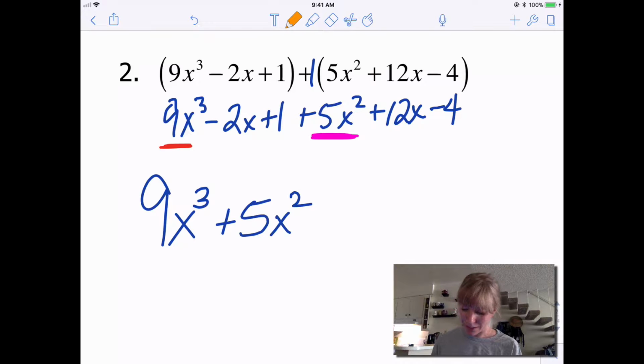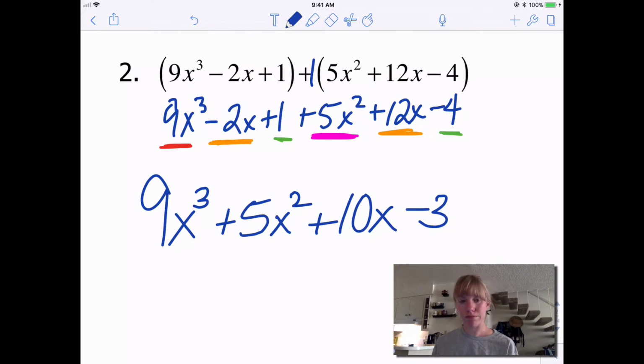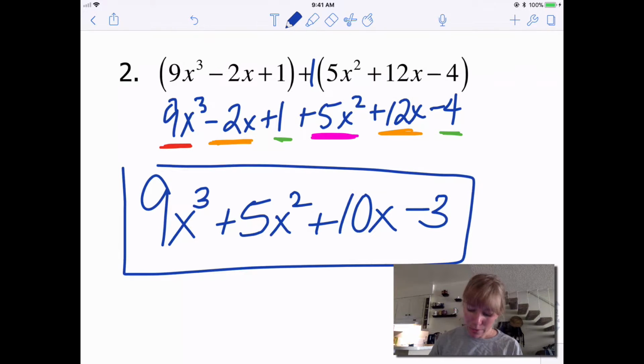After that, I've got my x's. I have negative 2x and 12x. Negative 2x plus 12x is a positive 10x, because negative 2 plus 12 is 10. And then my x's don't change. And finally, I have positive 1 and negative 4. Positive 1 and negative 4 is negative 3. So you can do this way where you kind of just keep track of your like terms. I like to underline, so sometimes I'll underline if I'm just using pencil something 3 times if it has an x cubed, twice if it's an x squared, once if it's an x, so that I'm making sure that I keep track of all of my like terms.